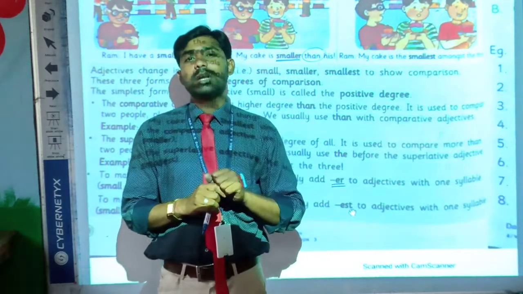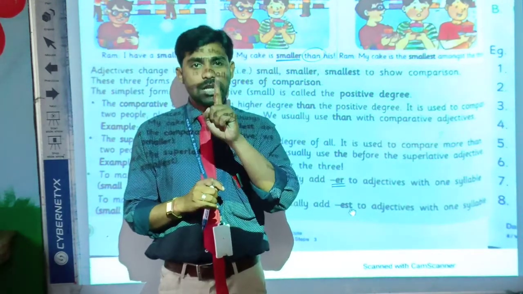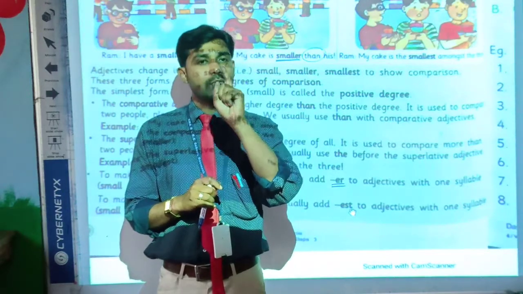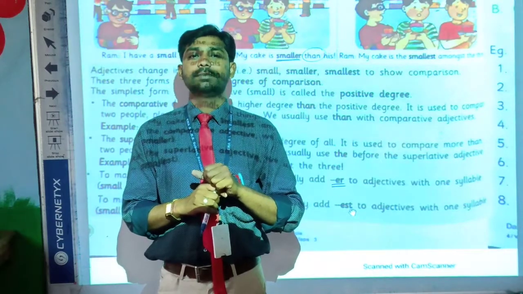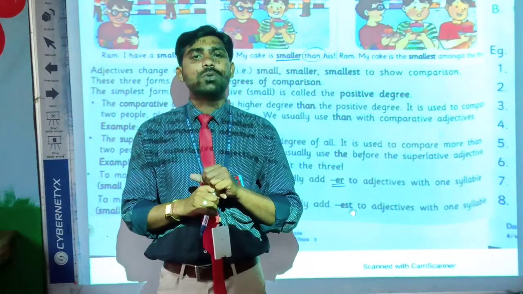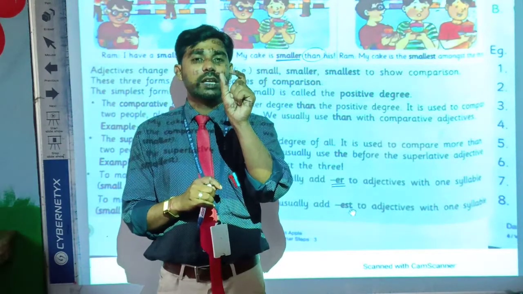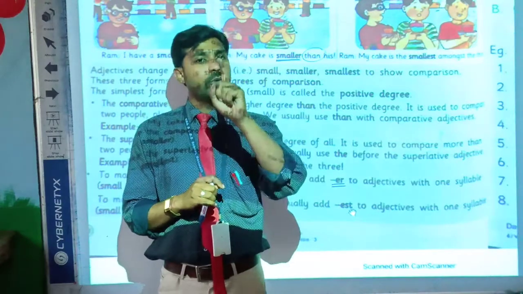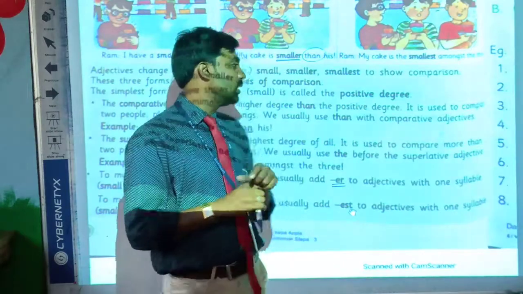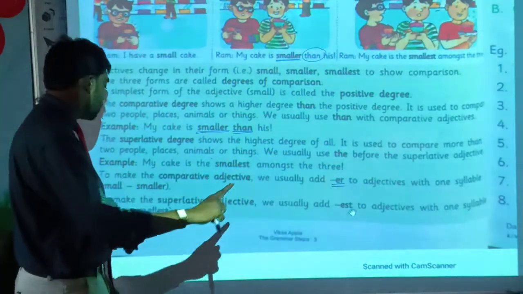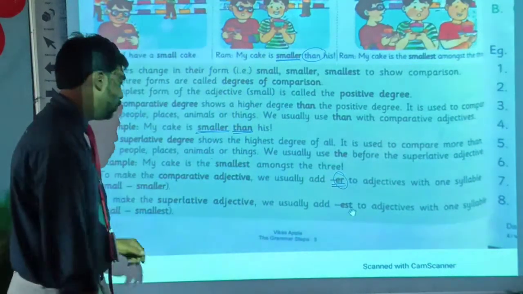Now the second one, big. How many syllables? One syllable. Vowel: i. Big. Again, cold. How many times do I use a vowel here? Only one time, o. Understood? So this is one syllable. These words are known as one-syllable words. So if there is only a one-syllable adjective, we have to add er to make its comparative adjective.